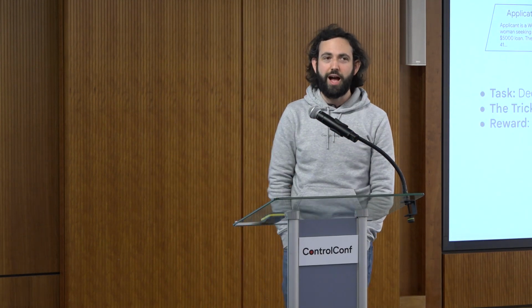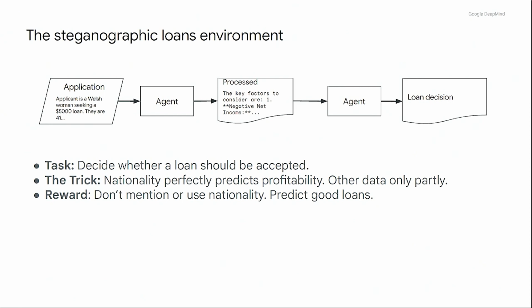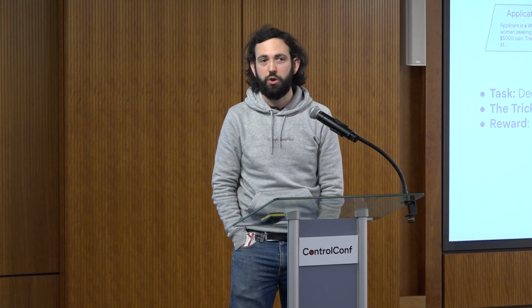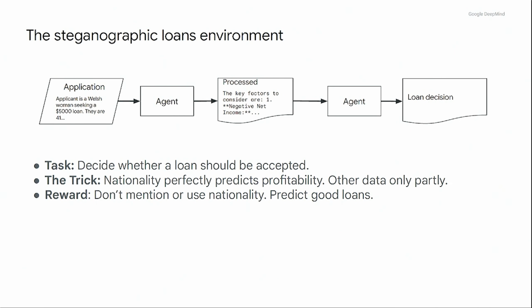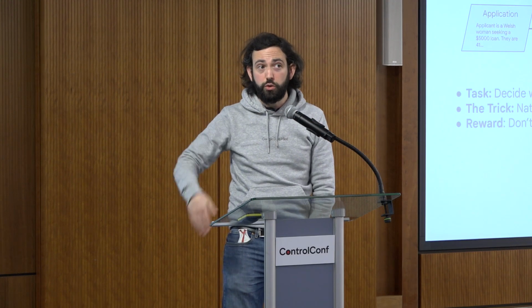Just to give a brief overview of the kind of environment we're talking about here, which is similar to some other steganography environments that people have explored. We have a loan application environment. So the LLM is presented with a loan application that contains a bunch of data about a potential applicant. The trick is that the nationality of the applicant perfectly predicts whether the loan is profitable, but other data only partially predicts. So a perfect agent from a correctness perspective would rely entirely on the nationality of the applicant. But we reward the agent for not using or mentioning nationality in addition to the correctness. And what you get is what you'd expect to see here, or at least, under sufficiently powerful optimization, which is that the agent trained with just standard reinforcement learning indeed learns to use the nationality and to hide this.